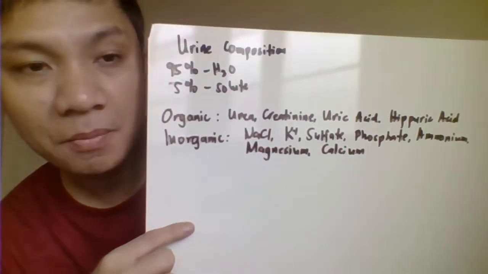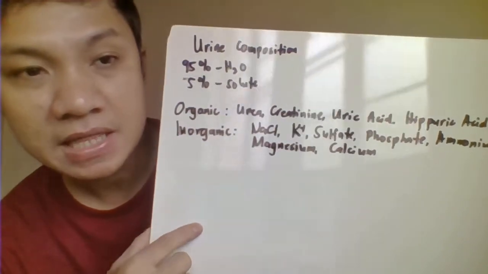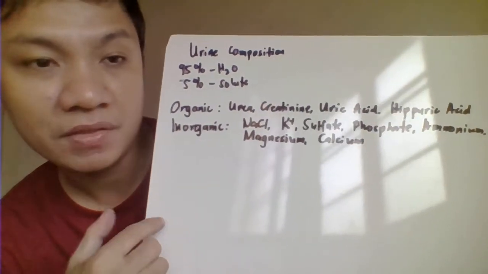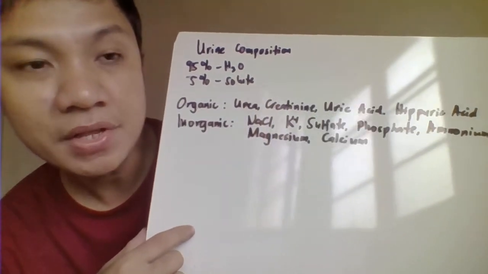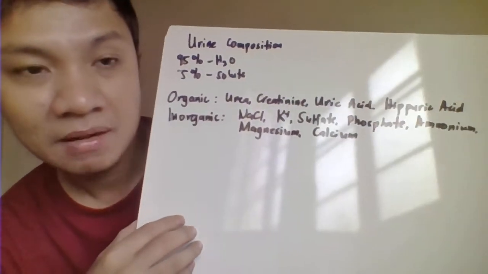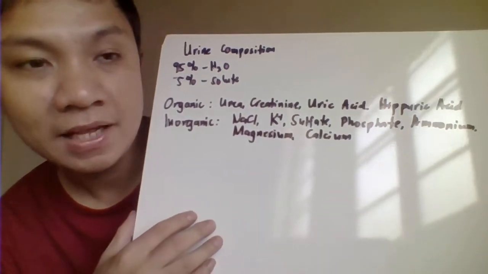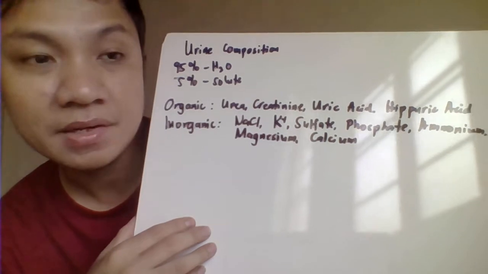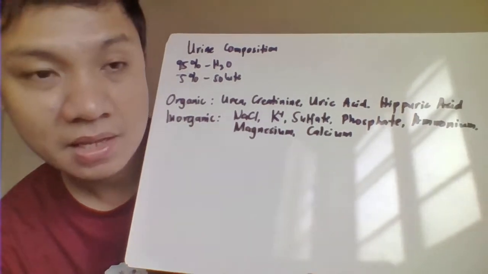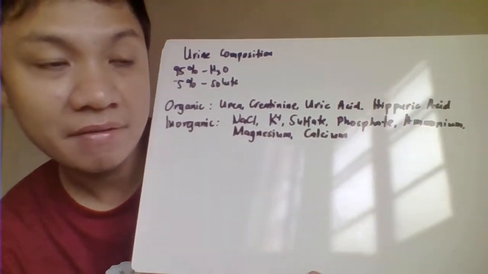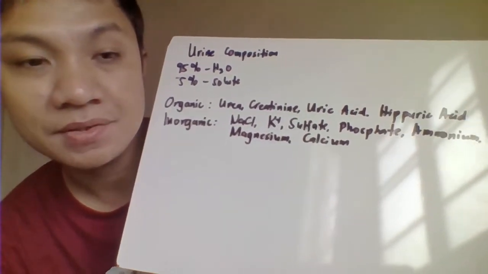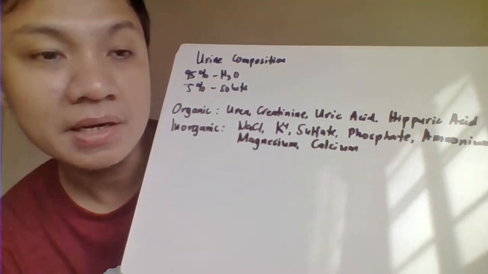Then we have the urine composition. Basically, our urine is 95% water, and the remaining 5% is made up of dissolved solutes. The solutes could be in the form of organic or inorganic substances. But aside from the solutes, other cellular sediments could also be added, like WBCs, or bacteria, for example if you have a urinary tract infection. Your urine could also contain epithelial cells, or even casts, or even urine crystals.